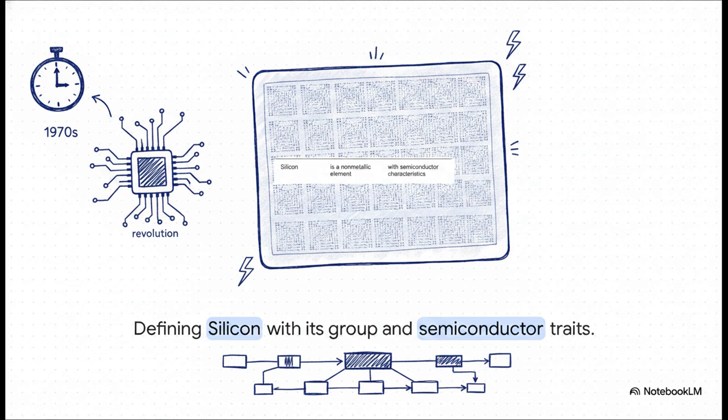And once again, we see our trusty definitional blueprint at work. What allows this massive revolution to happen? Silicon. The text defines the term silicon by placing it in the group of a non-metallic element and giving it the characteristics with semiconductor characteristics.